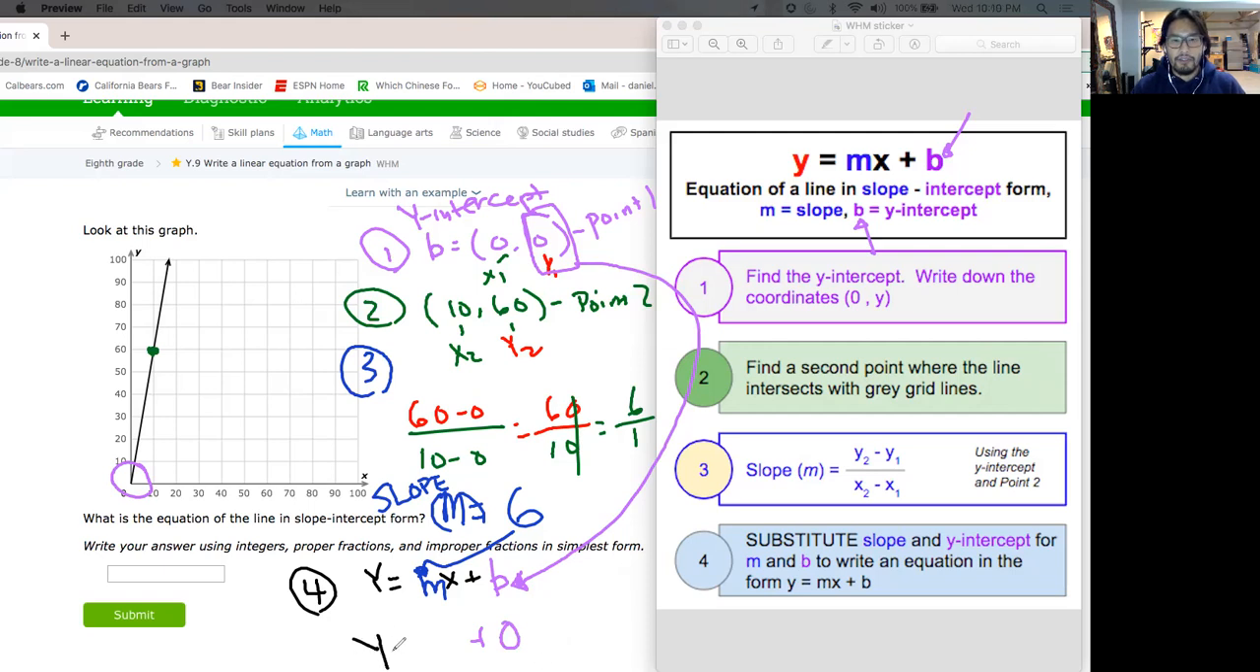y equals 6x plus 0. There you have it, y equals 6x plus 0. That is your final equation, and that is what represents this black line all the way over here. This is represented by the equation y equals 6x. And because it's plus 0, you don't need to put plus 0. You don't need to attach that to your equation anymore because 0 is nothing. So we can just get rid of that. Because it has a y-intercept at the origin, your equation is just y equals 6x.